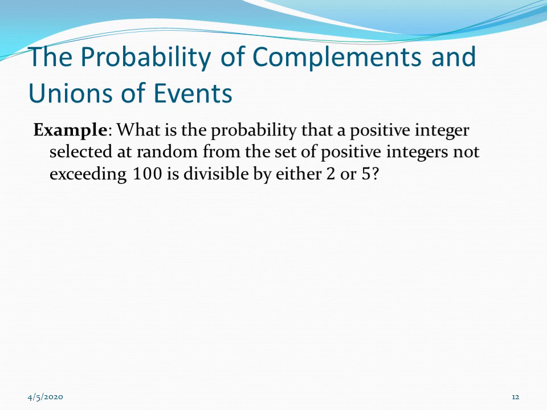Next example: what is the probability that a positive integer selected at random from the set of positive integers not exceeding 100 is divisible by either 2 or 5? When you think of this event, you want to know all the integers that are divisible by either 2 or 5. Anytime you see "or," that's the union of two events.